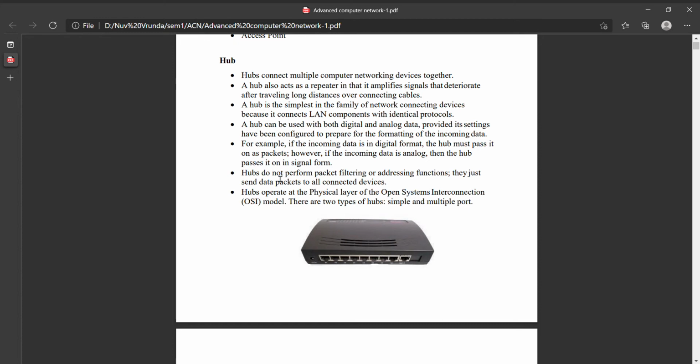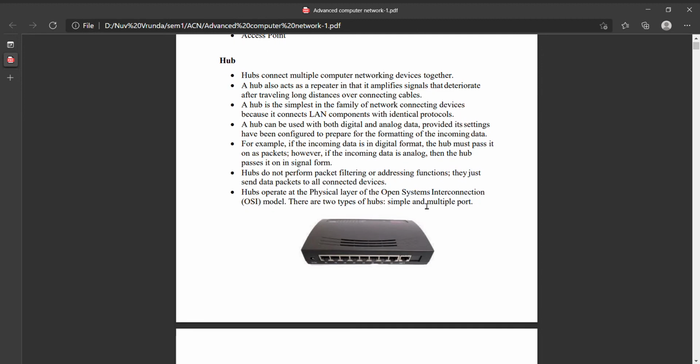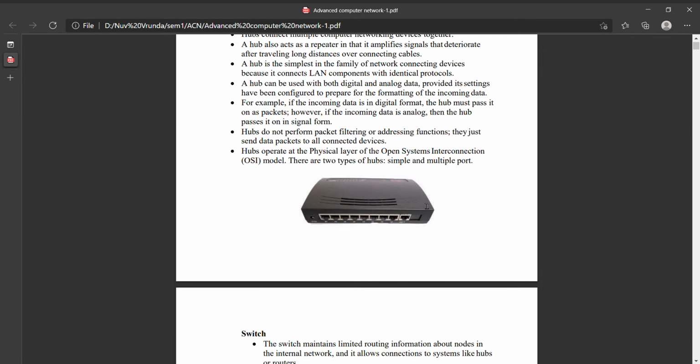Hubs do not perform a packet filtering or addressing function. Packet filtering means removing some unwanted packets, and addressing means giving addresses to them. They just send data packets to all connected devices. This is all about hubs. A hub operates at the physical layer of the Open Systems Interconnection OSI model, and there are two types of hub: simple and multi-port hub. Using a hub we can connect more than one device.